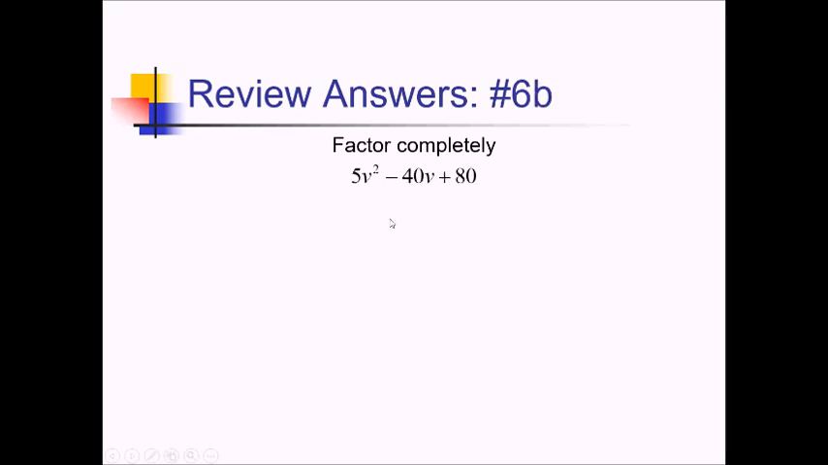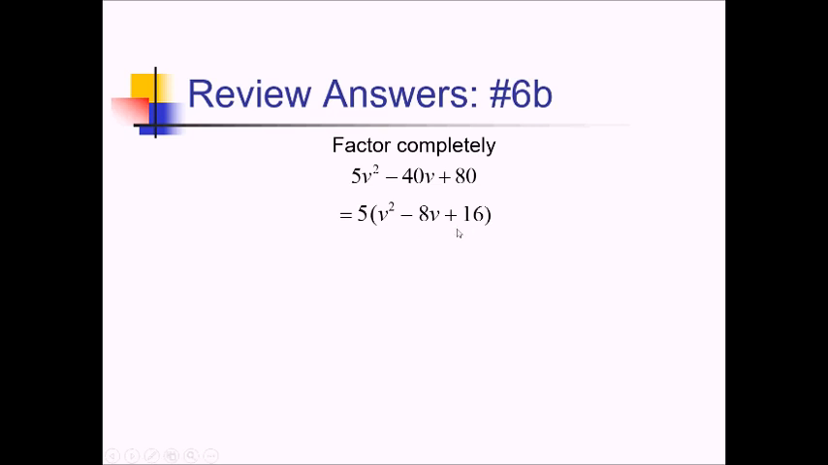On this problem, we have an a value out front that's not 1. So let's start by trying to take out a common factor. It looks like all of these are divisible by 5. So if I take out a 5, that leaves me with v squared minus 8v plus 16.